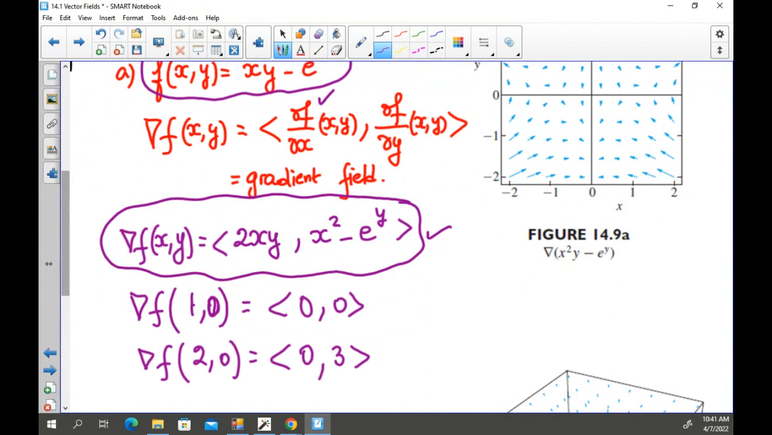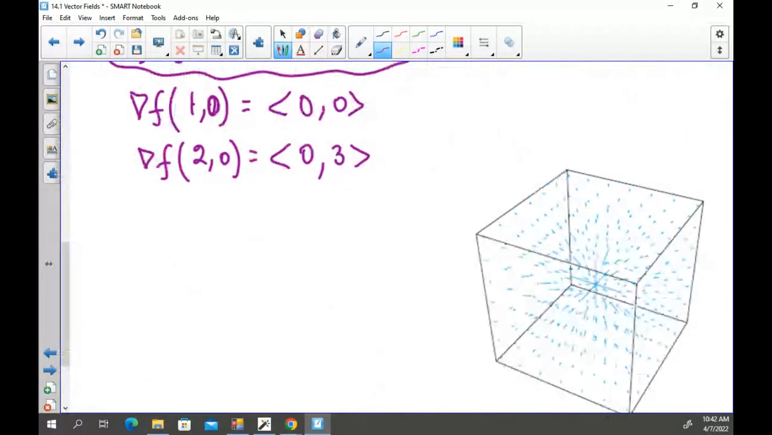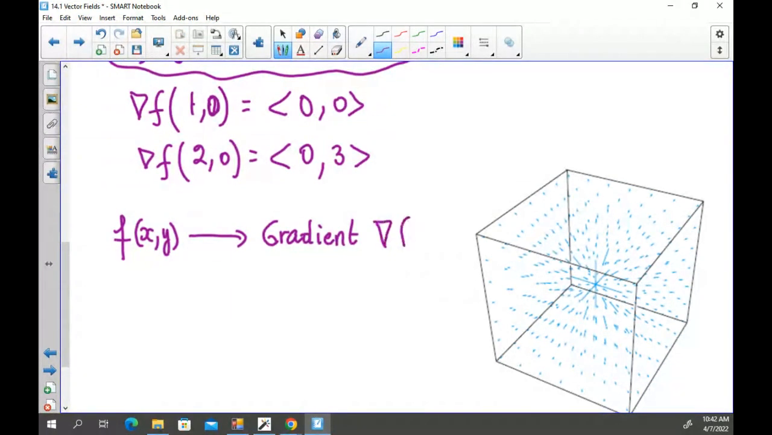So at every point (x, y), you're getting a vector, which is basically the gradient of the function f, which is given here. Now, so every function f(x, y) has a gradient like this, which is a vector field.